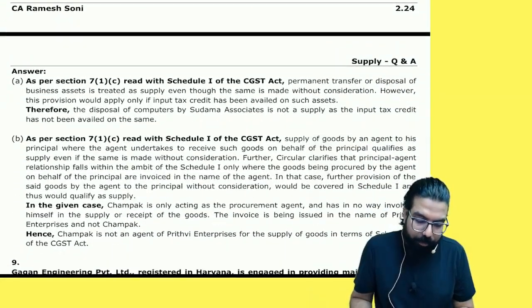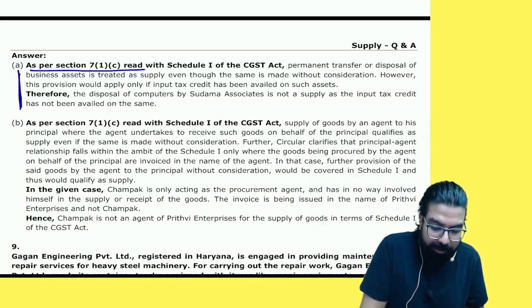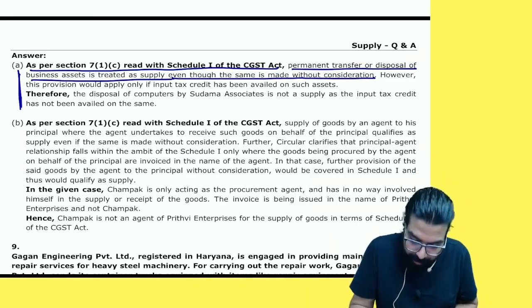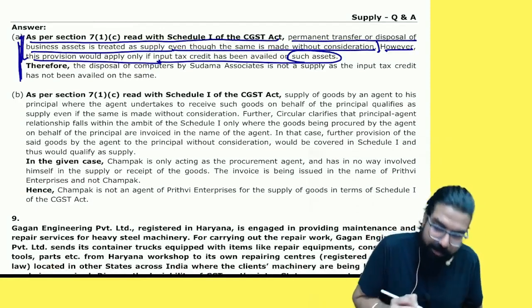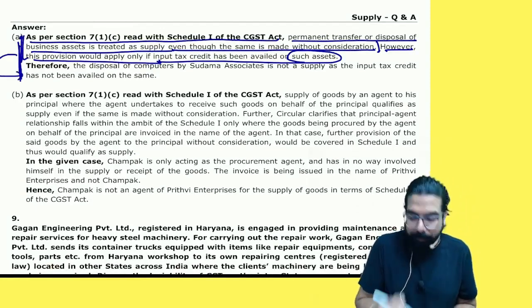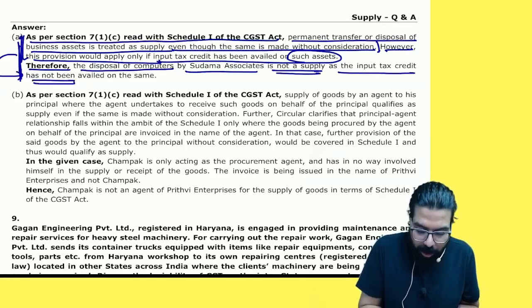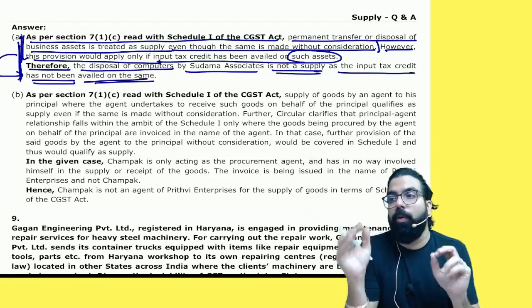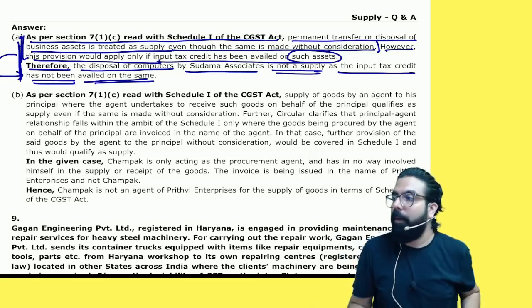Very good. Chalo. See, first they wrote the law. Everyone listen carefully. First they will always write the law. As per section number 7.1 read with Schedule 1, permanent transfer or disposal of business asset is treated as supply even if made without consideration. However, the provision would apply only if ITC has been availed on the asset. Did they write the law first? Now they will apply the law and write the answer. Therefore, the disposal of the computer by Sudama is not a supply as ITC has not been availed on the same asset. Are we clear, everyone? Chalo, next. Whenever you write your answer, you have to write the law, apply it to the situation, and then write the answer. Can we go ahead, everyone?